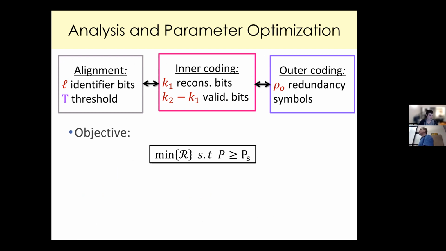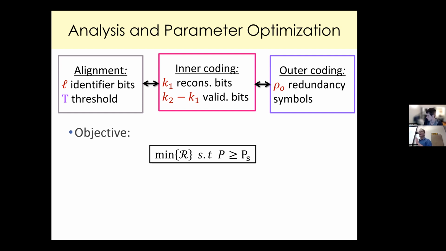Now the question is, how should we design all this mega code? We see all those parameters: alignment parameters, inner coding parameters, and outer coding parameters. All those, of course, affect the performance, the probability to succeed. And all those in red also affect the rate. And there's an interesting optimization problem: how to set all those parameters such that we minimize R, subject to satisfying the reliability constraint.